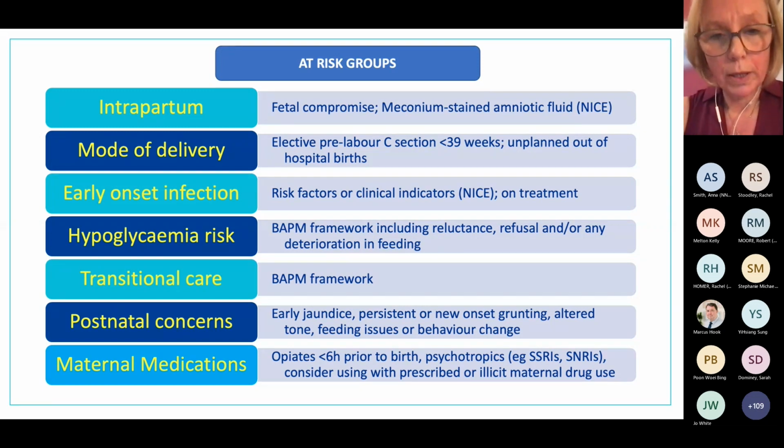Postnatal concerns did worry us, and we'd be very keen for people to initiate the NEWTT2 chart and the other tools should they have any concerns about a baby. So that might include early jaundice and particularly persistent or especially new onset grunting. So grunting after a period where there's been no grunting can often be a sign of sepsis. Altered tone and feeding issues or behaviour change. And the HSIB report shared that feeding issues, including reluctance, refusal, or particularly any deterioration of feeding, are often the first sign of group B streptococcal sepsis.